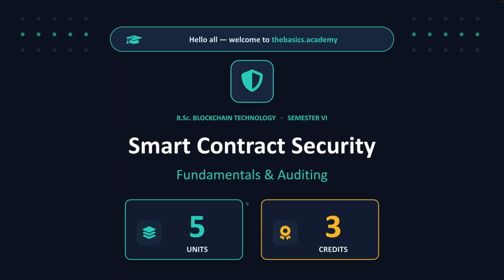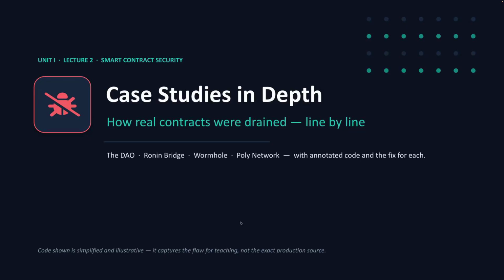This is Smart Contract Security, Fundamentals and Auditing, a 5 units, 3 credit course in the BSc Blockchain Technology program. Let's get into it. In lecture 2, we are going to cover a few case studies in depth. We will specifically focus on the DAO hack, Ronin Bridge exploit, Wormhole incident, and the Poly Network hack.